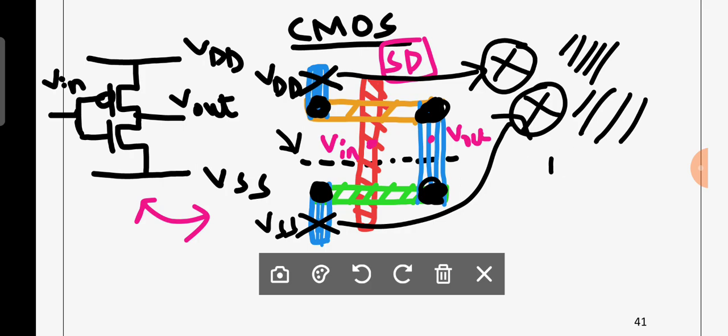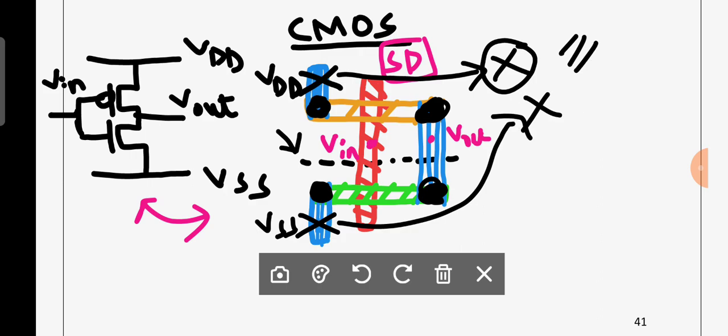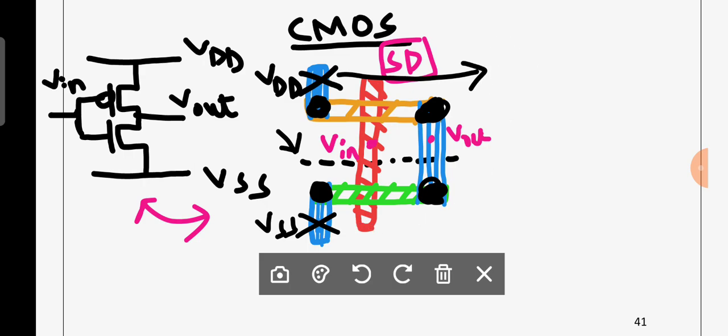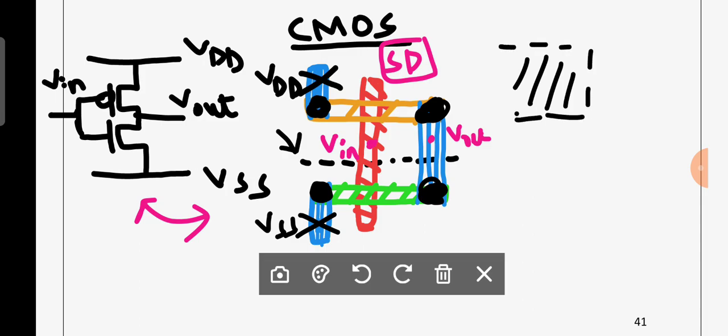Coming to the second important point you have to remember. The second important point is, very importantly, wherever there is a P diffusion, that should be covered by P mask. This is the second important point. Wherever there is a P diffusion, that should be covered by P mask. I hope you are clear.